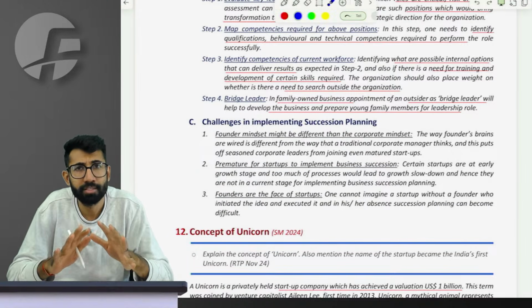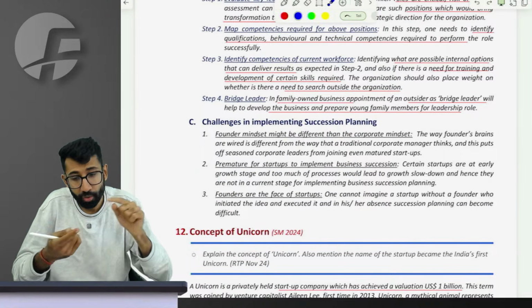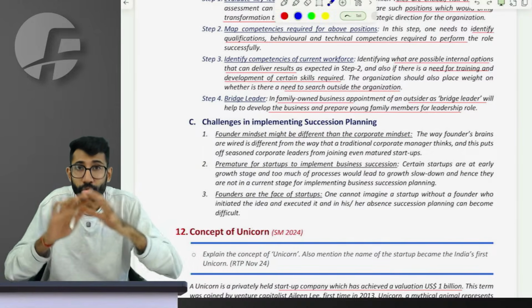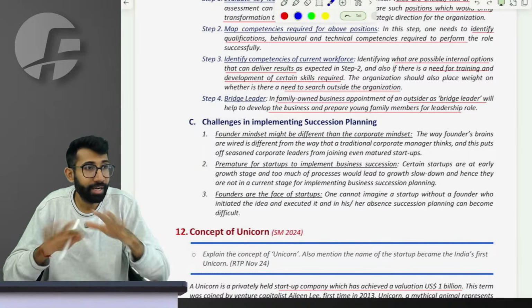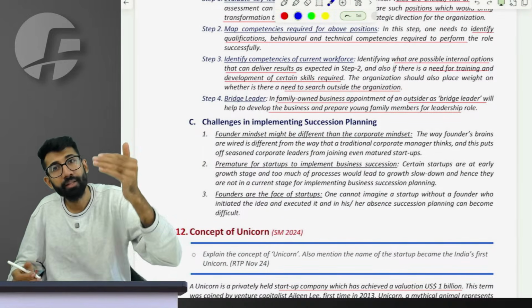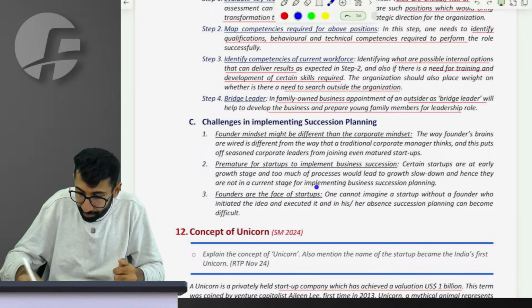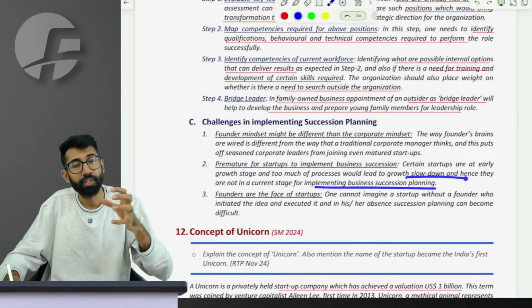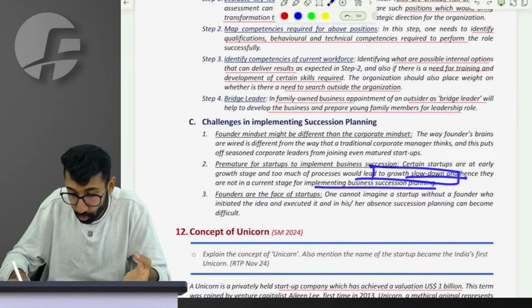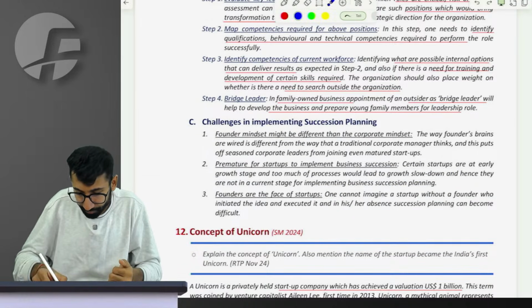Then it can be premature for a startup to implement such a strategy. Sometimes the startup has not grown enough that you can invest time, money and effort to do this implementation, to identify people, to skill them, to train them. All that becomes difficult because we have not grown enough. If you create such a system, it slows down the growth of the startup.